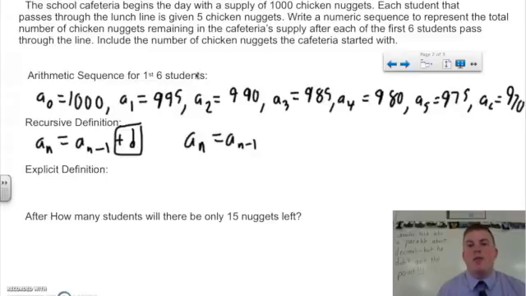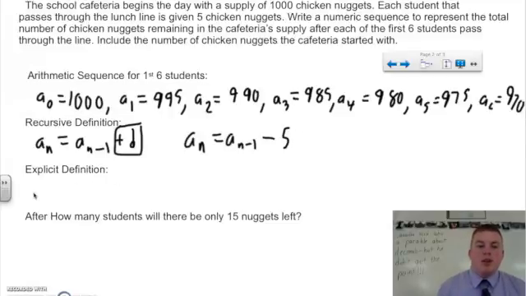In this case, we have to look at what we're doing. We're losing 5 nuggets each time. So our common difference is going to be negative, and since it's 5 that we're giving each student, it would be a sub n minus 1 minus 5. Now remember, you would need the previous term to find any additional terms from this.